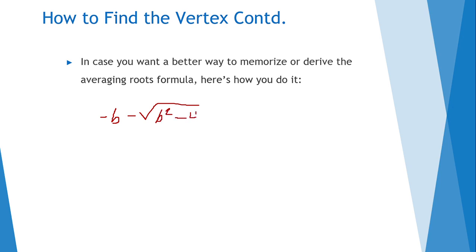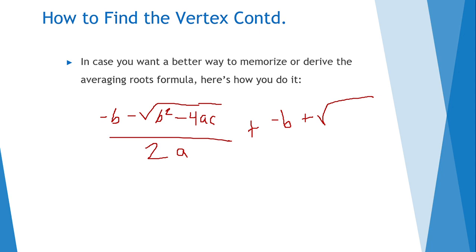minus 4ac over 2a. And we're going to add that to the other quadratic formula, but this time we're going to have a positive sign, or a plus sign. So negative b plus the square root b squared minus 4ac.